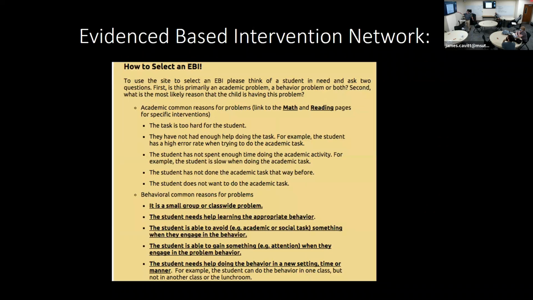Is it a small group? I'll ask questions like, is it a small group or class-wide? Small group is what level of RTI? 2. Well, class-wide is tier 1. So see, that helps you understand which one's the bridge. And then it says individualized, it's tier 3, right?